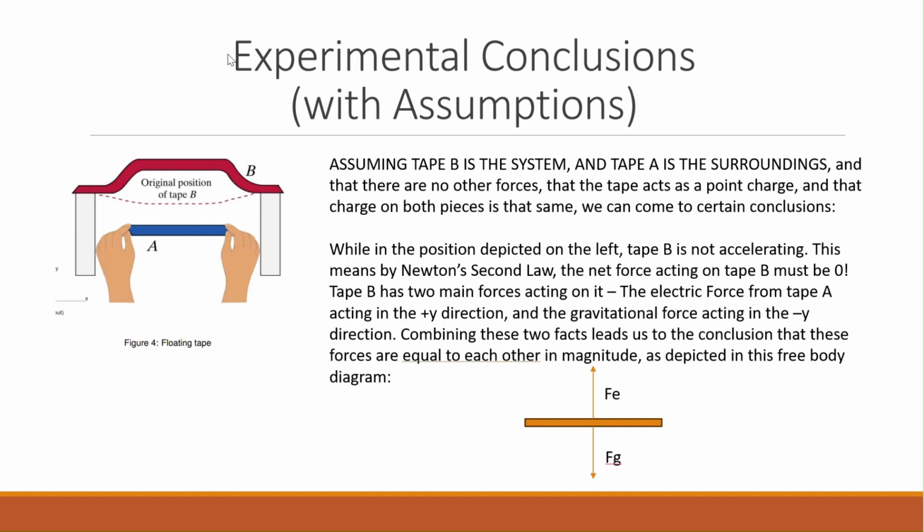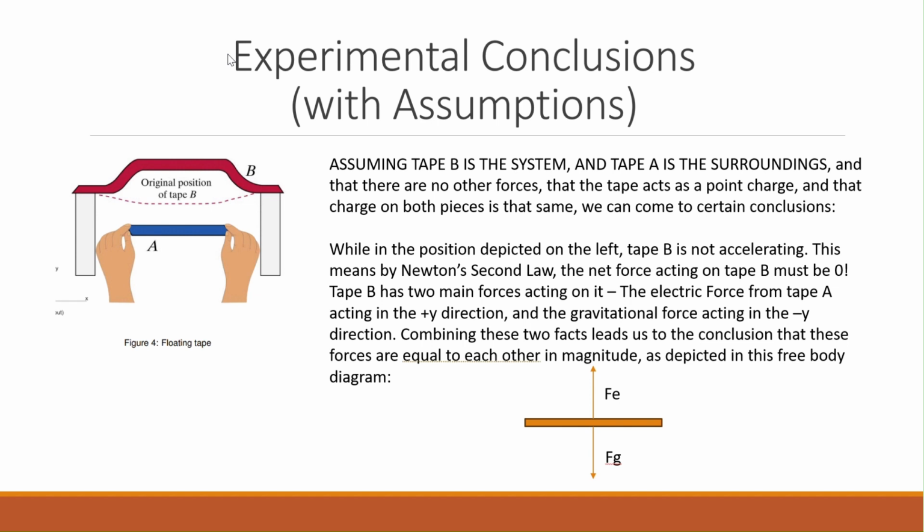So, experimental conclusions. Our assumptions were that, in the diagram to the left, tape B is the system and tape A is the surroundings, that there are no other forces, that the tape acts as a point charge, and that the charge on both pieces is the same. Now, the reason we have these assumptions is so that we can draw conclusions.